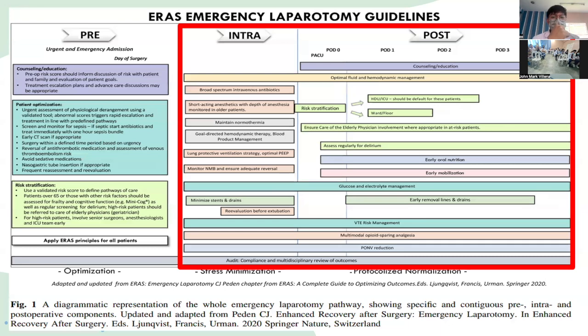So intraoperatively and postoperatively, the aim of an ERAS protocol for emergency laparotomy is to identify and rectify the primary surgical pathology and correct the physiological derangements due to the pathology and associated surgery. So the goal of anesthesiologists is to provide safe anesthesia while addressing the physiological disturbances caused by the pathologic process.